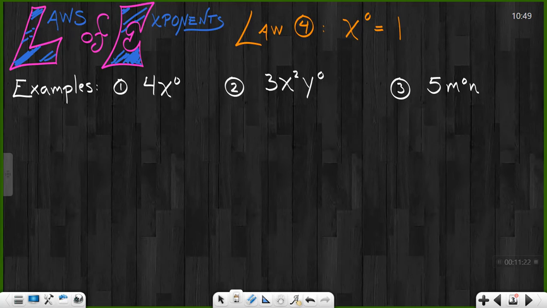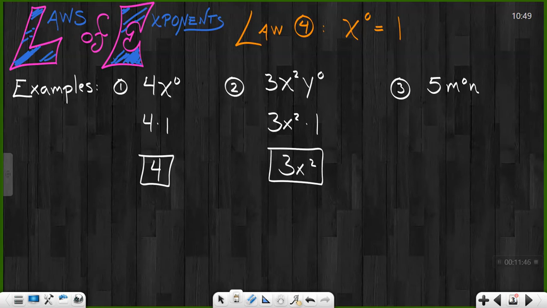Let's take a look here at example number 1. 4x to the 0. Again, the 0 exponent only applies to what it is directly next to. So in this case, this would be 4 times 1, or just 4. You can rewrite it without the x's because they're saying there should be 0 x's. Look at the next one. Well, this is just 3x squared times 1. Well, that's just 3x squared. Again, you can just rewrite it without the y's. Look at the next one. M to the 0 means write it without the m's. So it's just going to be 5m.